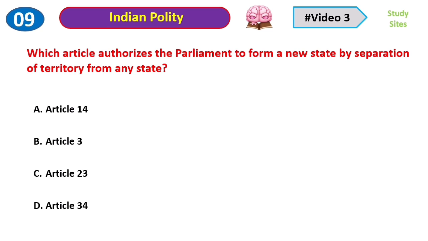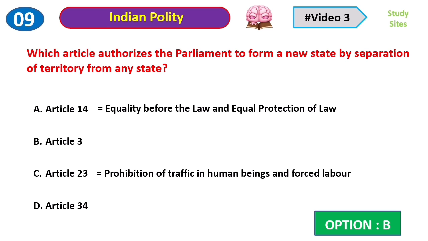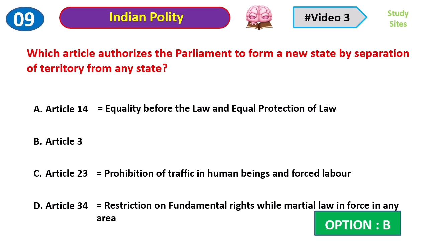Which article authorizes the parliament to form a new state by separation of territory from any state? Article 3. And friends, Article 14 deals with equality before the law and equal protection of law. Article 23 deals with prohibition of traffic in human beings and forced labor. And Article 34 deals with restriction on fundamental rights while martial law is in force in any area.